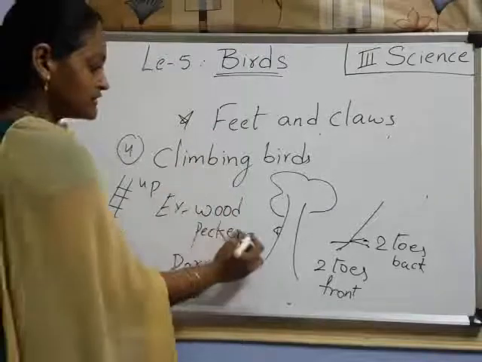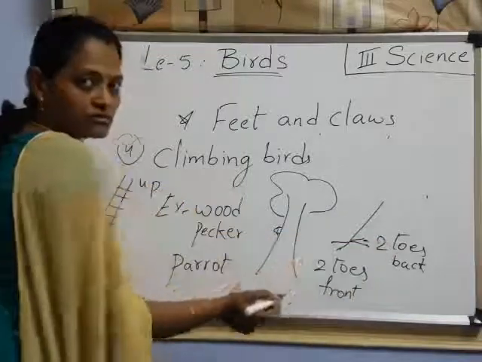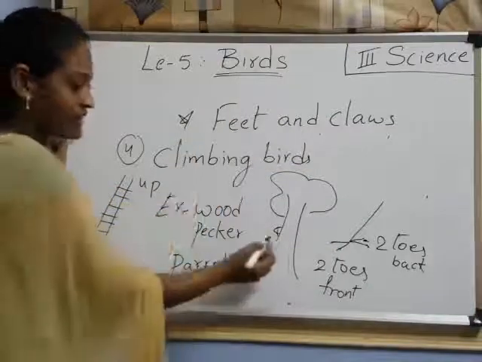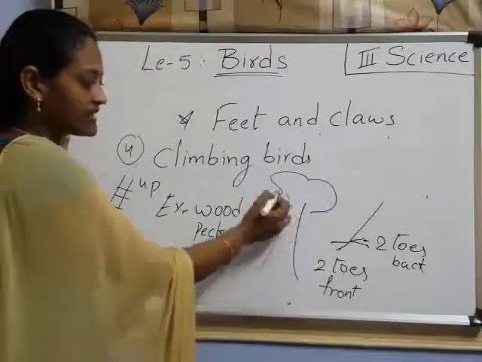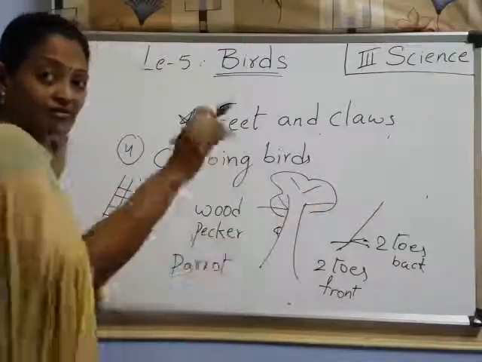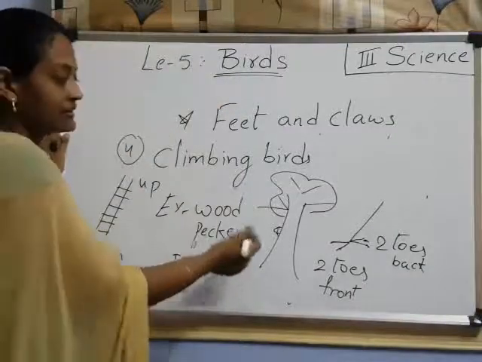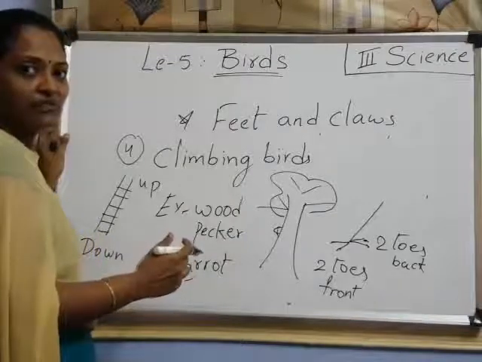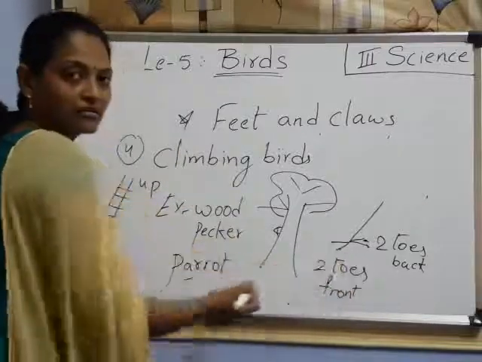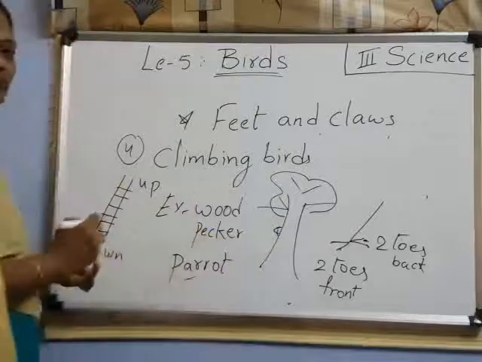Understood? So they use this foot with two toes at the front and two toes at the back to hold the trunk of a tree, and also the branches on the tree, and they climb on the branches too. Which birds? Parrot and woodpecker can climb the tree, holding with this foot with toes. Got it, children? This is about climbing birds.